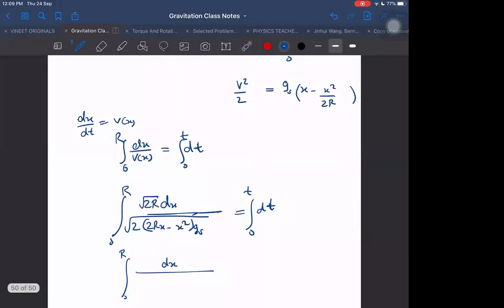What will we be getting outside? Root r by gs, that is, square root of r by gs, outside. And inside, we can write it as, what should I write?